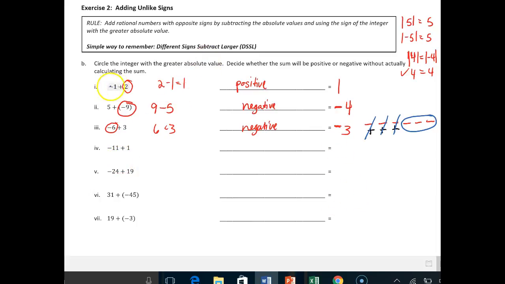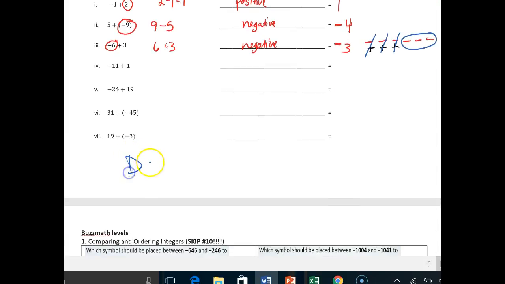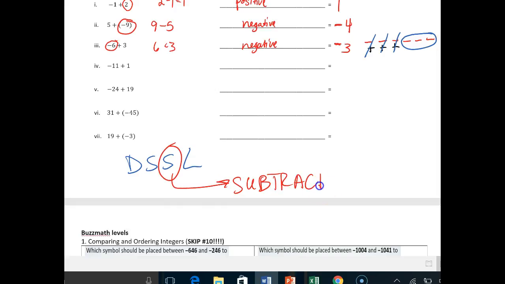This is the trickiest part, because when they're different signs, you're going to see a plus sign and you're going to want to add them together. In your head, you have to say different signs subtract. I want you to write D, S, S, L. And here I want you to say different signs subtract. It's going to be a tough one to remember, but if you write down DSSL, I say I have different signs. What do I do? I subtract.